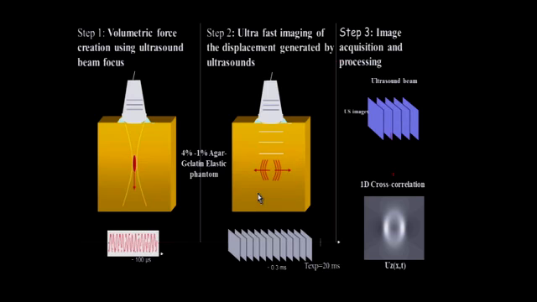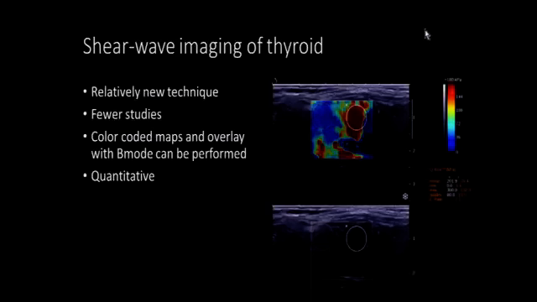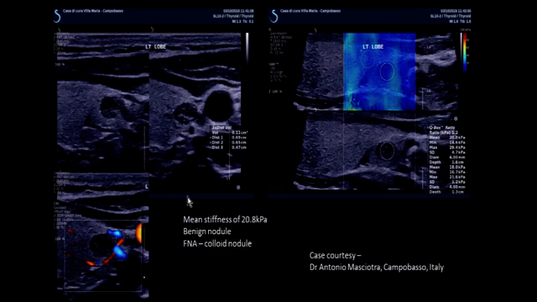So this is just again showing how shear waves are calculated, from volumetric force creation to ultrafast imaging and then image acquisition and processing. This is what is typically shown, a color-coded map of the lesion with the colors ranging from blue to red, typically blue indicating soft, red indicating stiff. So it's a new technique. There are fewer studies performed, but it is a quantitative technique of assessing the thyroid nodules.